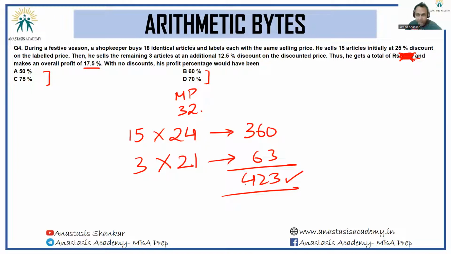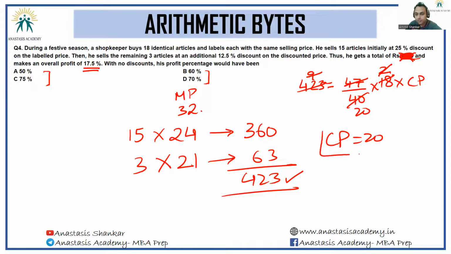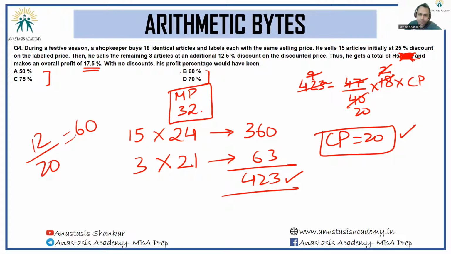See how this 423 is 17.5%. So 423, 17.5% is 7 by 40. So 47 by 40 into 18 items CP is equal to 423. This and this cancels to give me 9. This and this cancels to give me 2. This and this cancels to give me 20. So CP is equal to 20. Per item CP is 20. Per item MP is 32. With no discounts, his profit percentage would have been 12 more. So 12 by 20 should be equal to 60, or option B.